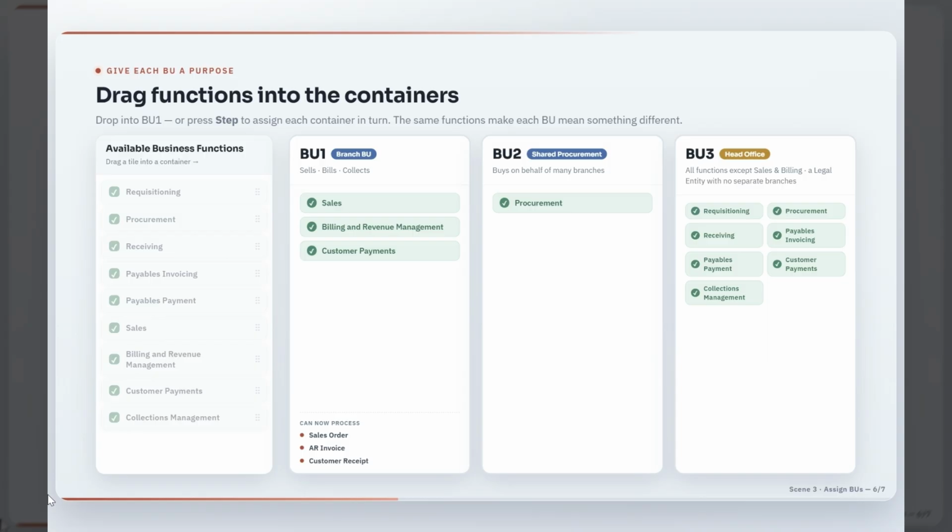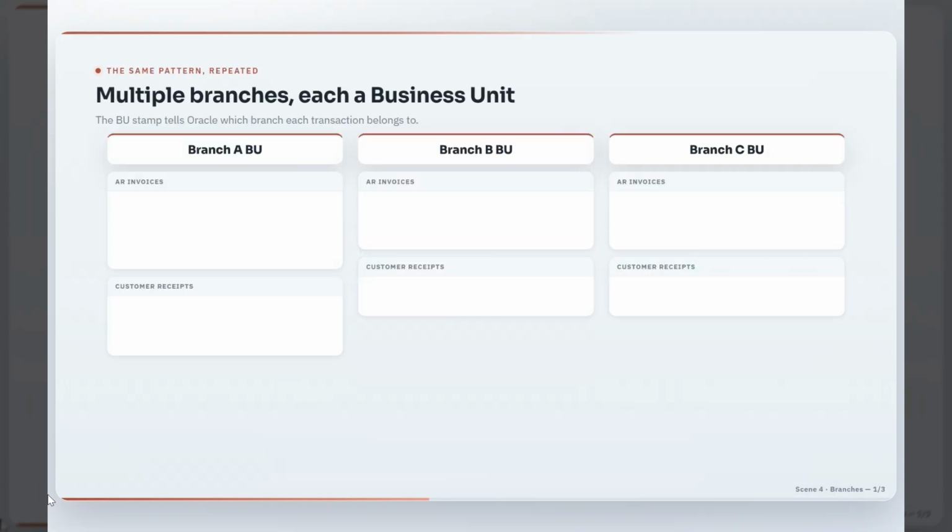Now let us repeat the branch pattern. We have branch A BU, branch B BU, and branch C BU. Each branch creates its own customer transactions.